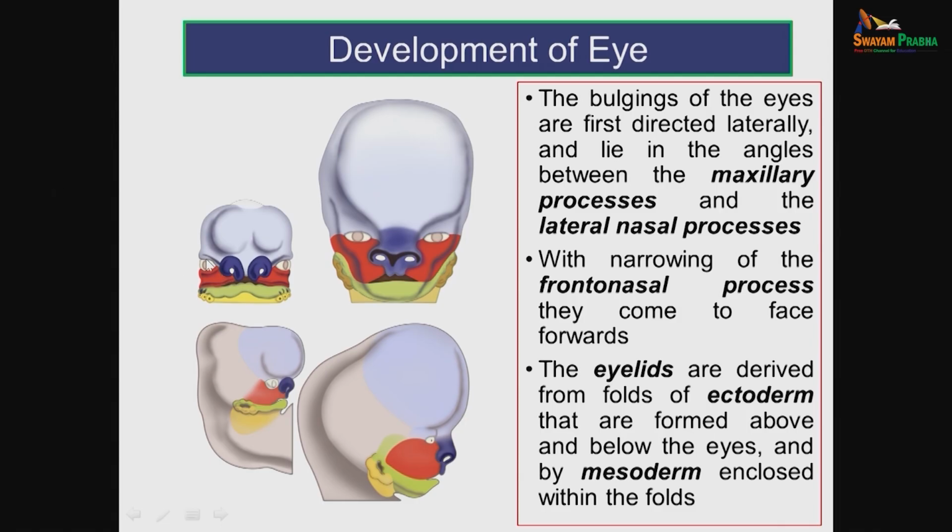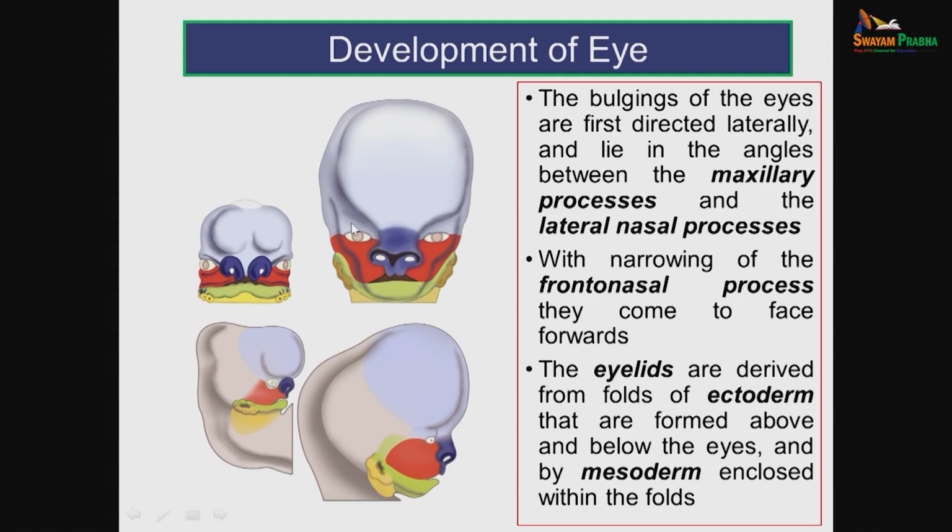So, initially the developing eyes are directed laterally. Then there is going to be narrowing of the frontonasal process because of the development or growth of the maxillary process. Because of this, the eyes which were directed laterally come to face forwards.